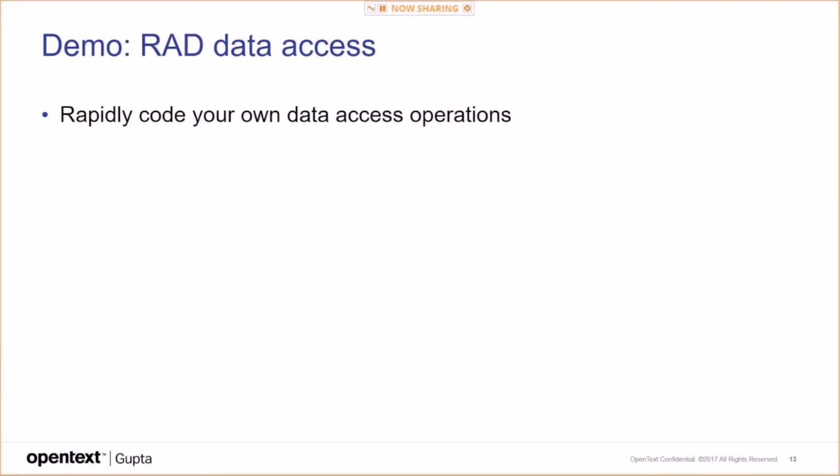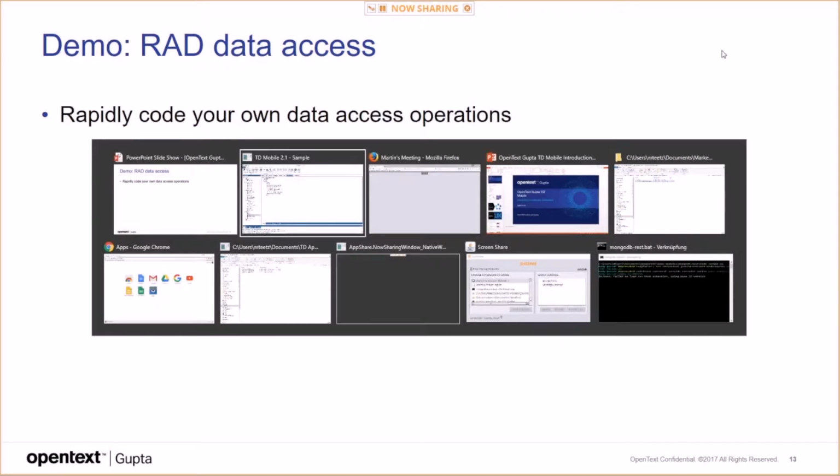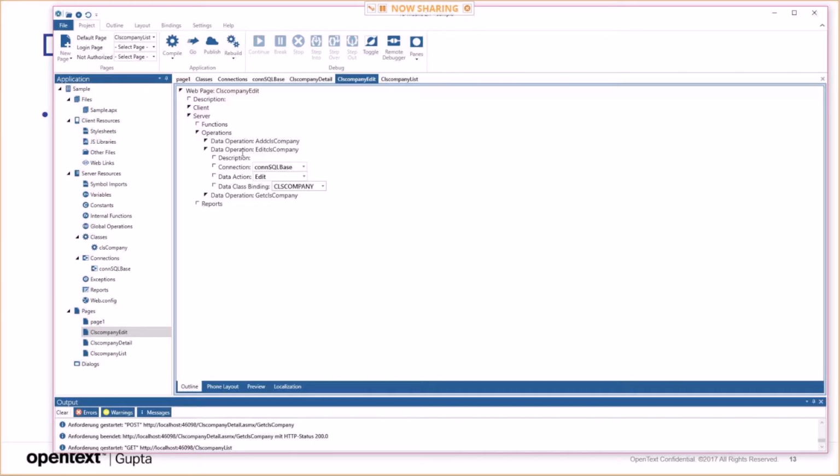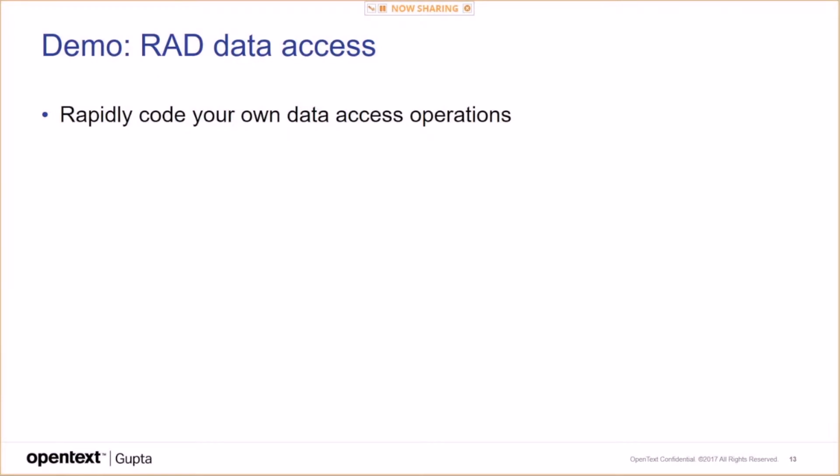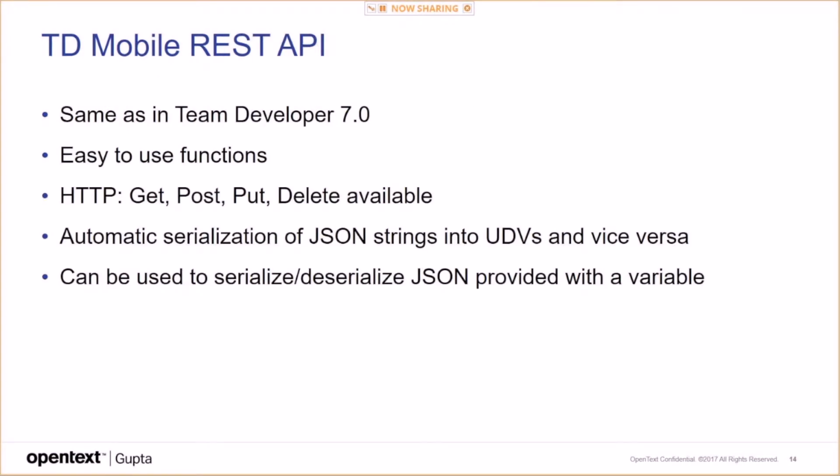Rapidly code your own data access operations. I don't think I really want to demo that again because you saw how that works here. TD Mobile also has access to the REST API that we introduced in Team Developer. Actually, the next talk is going to be about Team Developer REST API, and this same REST API is available in TD Mobile. There are two easy-to-use functions for the HTTP GET, POST, PUT, and DELETE.